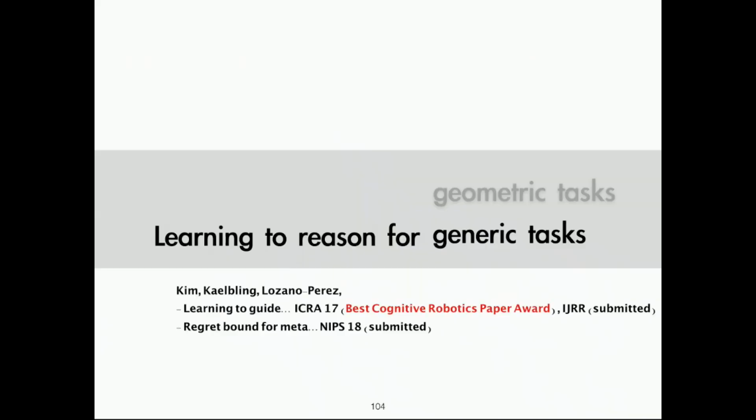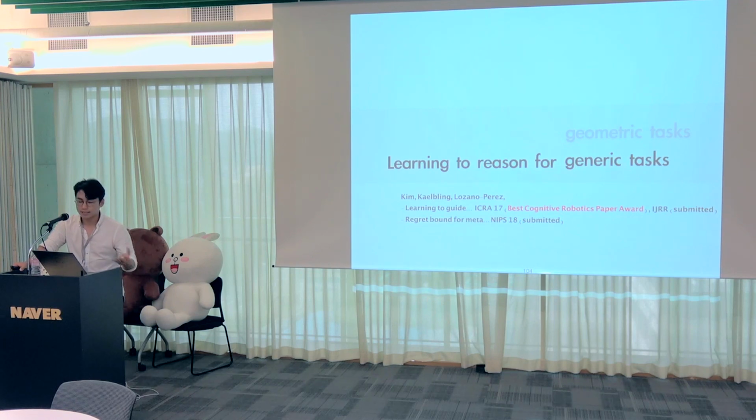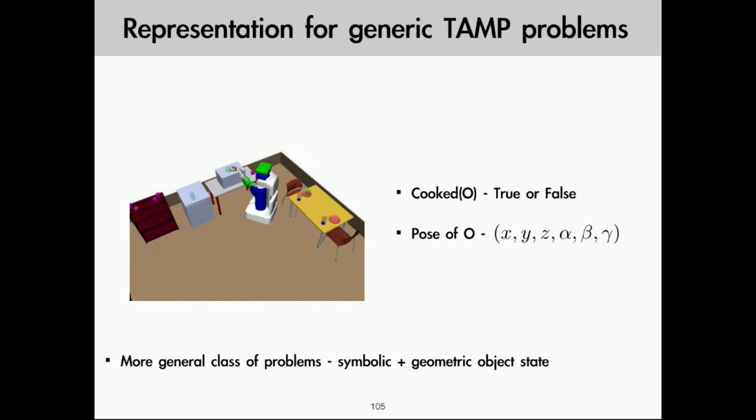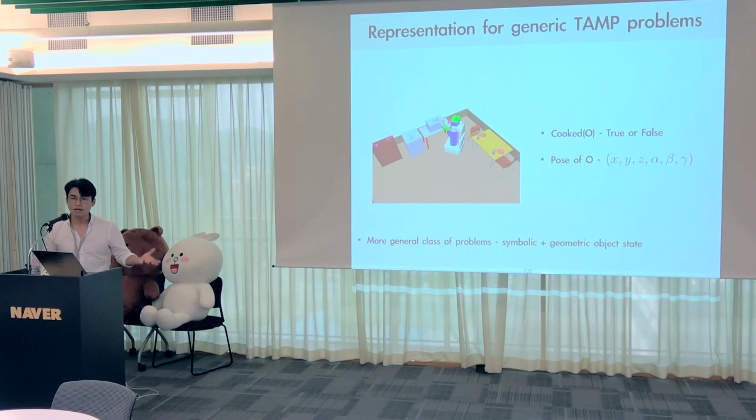So those were for geometric tasks, where I tackled the problem of limited data sets. Now I'm going to move on to more generic tasks, where I focus on the representation problem. To go back and motivate the representation problem, we had two different types of object states, the symbolic object state and the geometric object state. For the planner, this allows it to handle a more diverse set of problems, such as cooking a meal. But for a learning algorithm, it poses a challenge because it has two different types of object states.